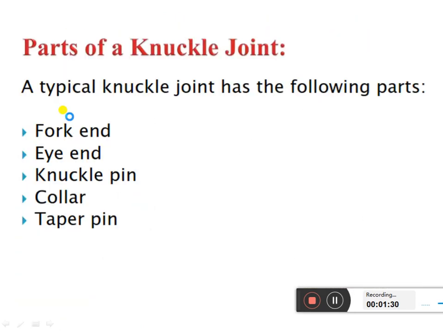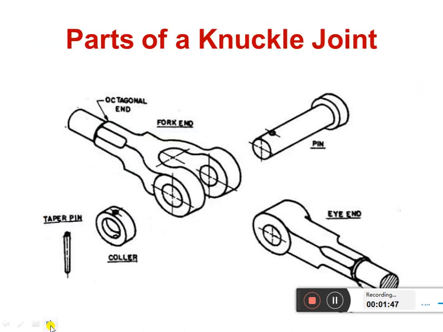So then the parts of a knuckle joint. A typical knuckle joint has the following parts: fork end, eye end, knuckle pin, collar, taper pin. So these are the 5 major parts in a knuckle joint.